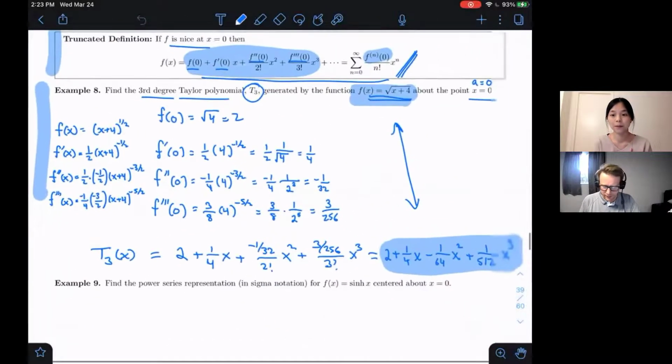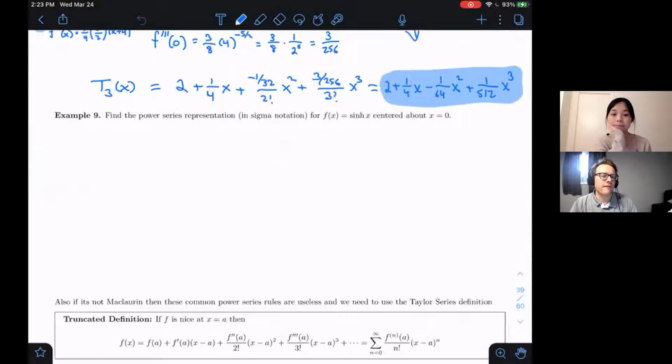Let's do another one here. So here we have: find the power series representation in sigma notation for sinh. This is one where we actually want to figure out the full sigma notation and everything for sinh, and we're going to be doing it about 0 here.